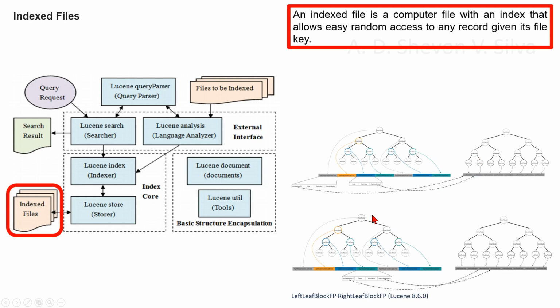Here you can see this inner node is connected to the right node, which has a leaf child, and here you can see left leaf block FP, code, split value, and right leaf block FP. Here the left leaf block FP is connected to this leaf node data, and here the right leaf block FP is connected to leaf node data here.